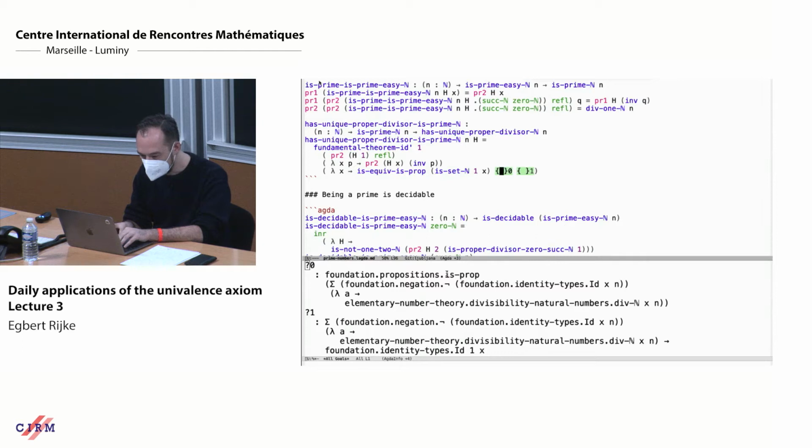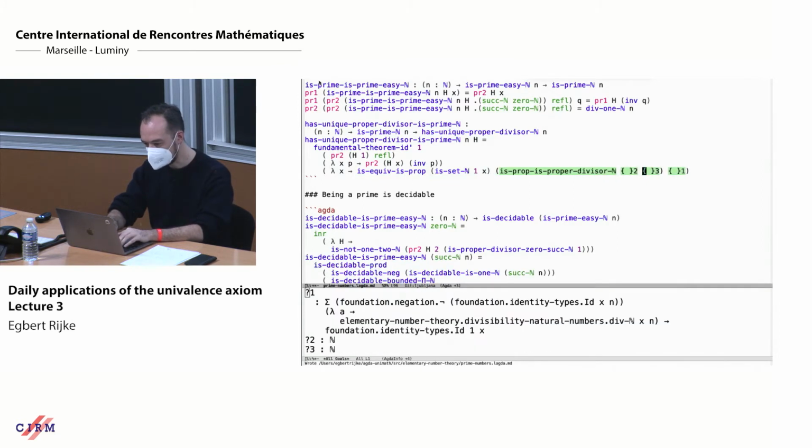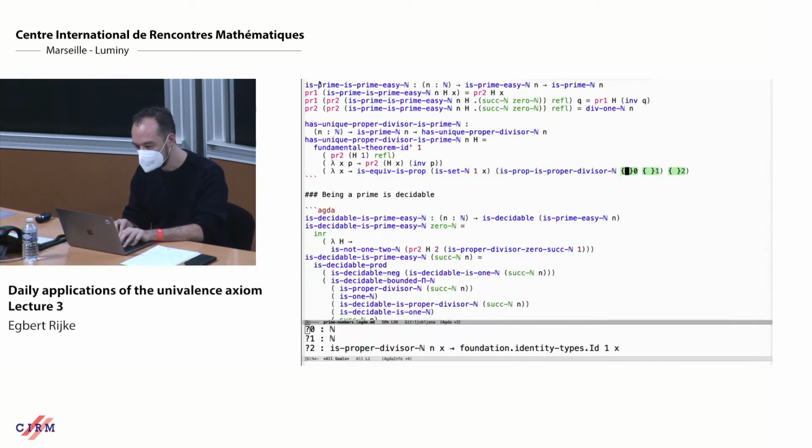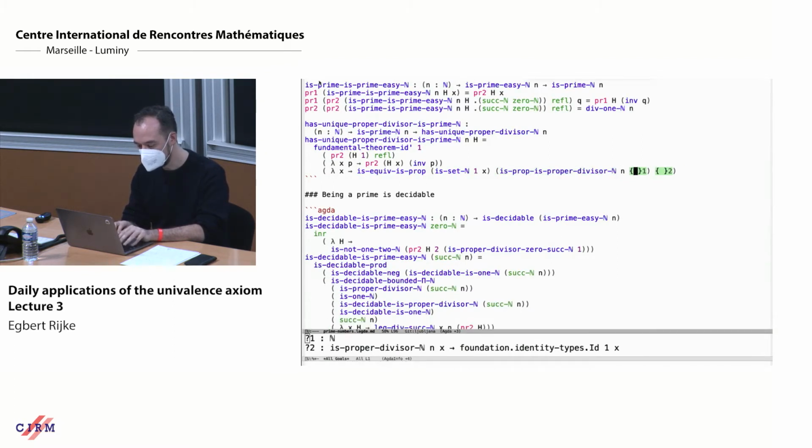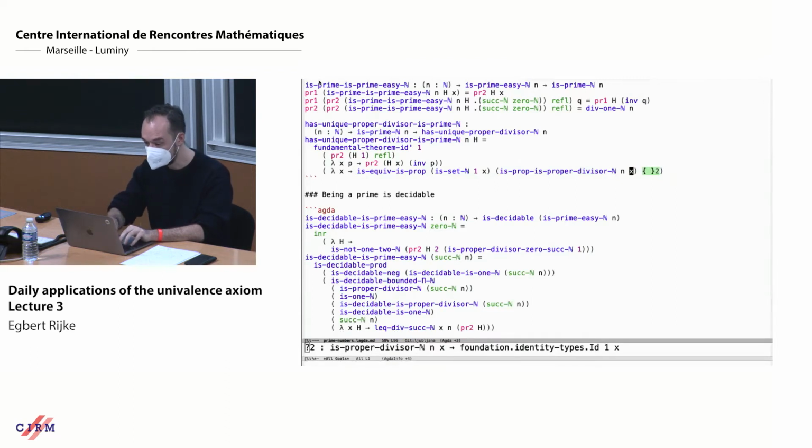Okay. We want to show that is prop the negation of, oh my god. Okay, so this means that to be a proper divisor is a proposition. I hope so. Is proper divisor. So that should be something. Yeah. Okay. And that's an n. This is by auto again, and that's an x. So good, we don't have to figure that one out.